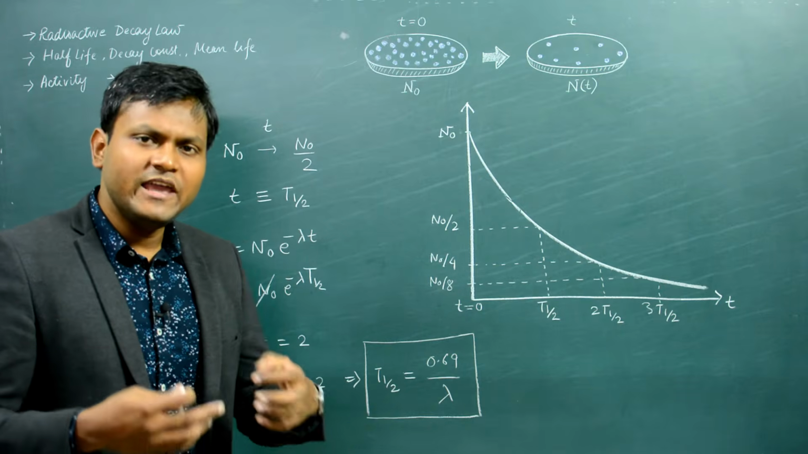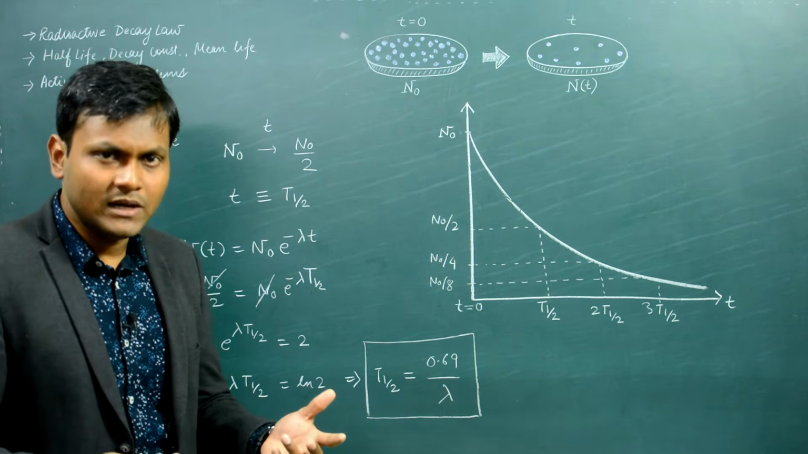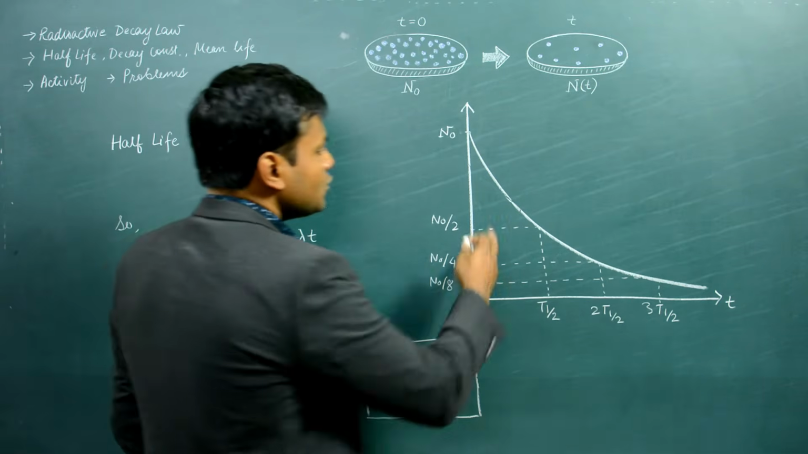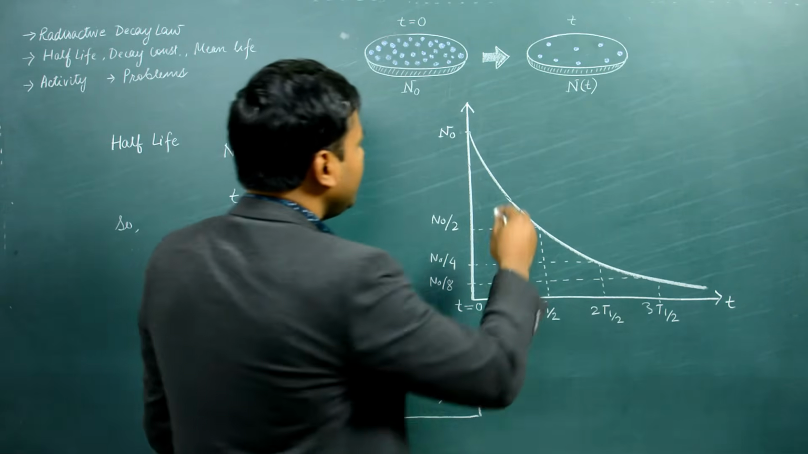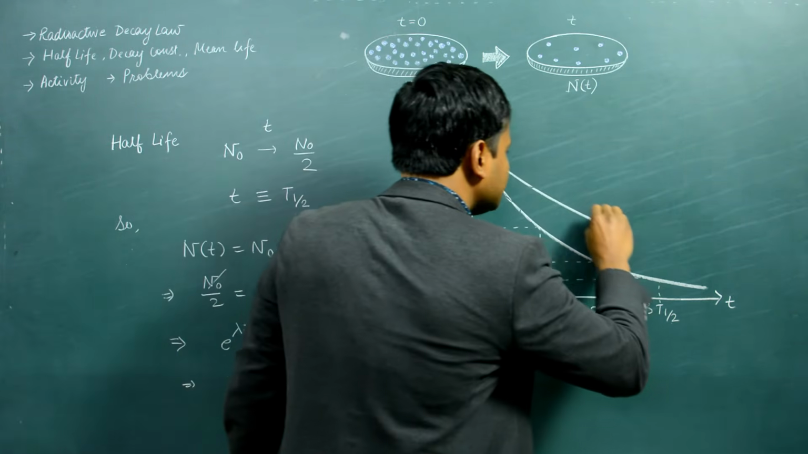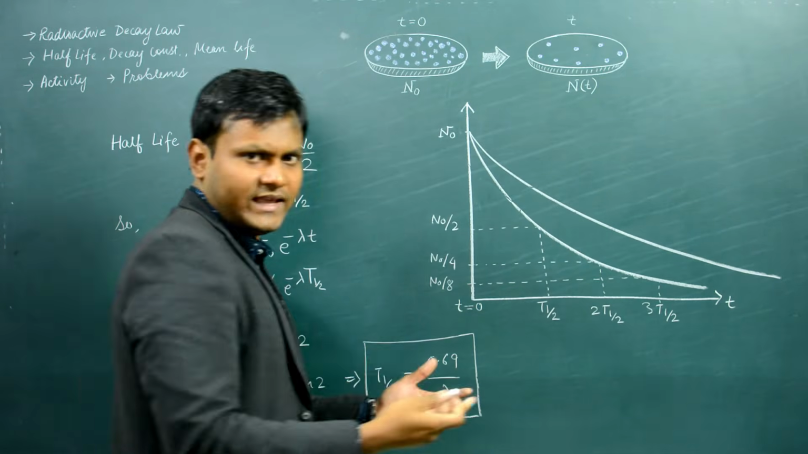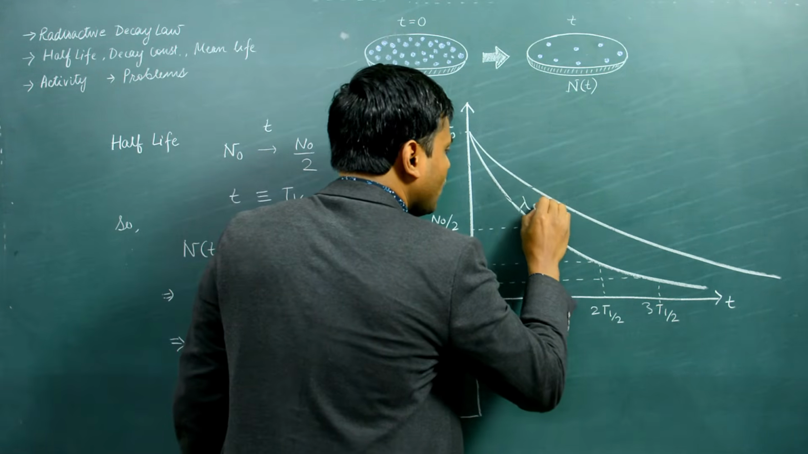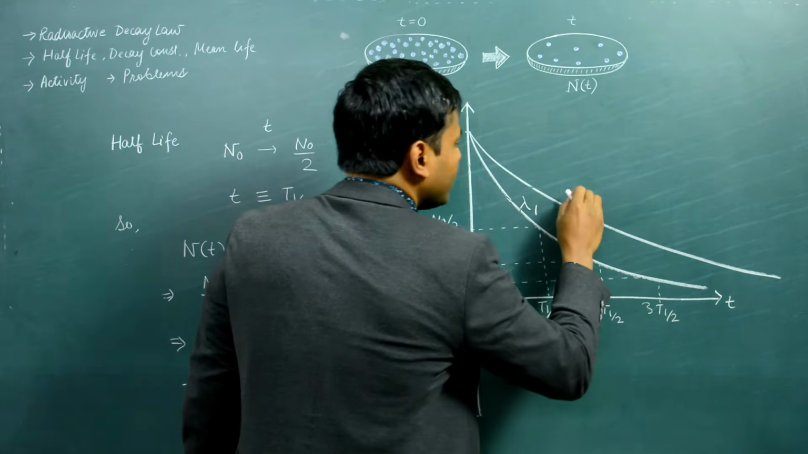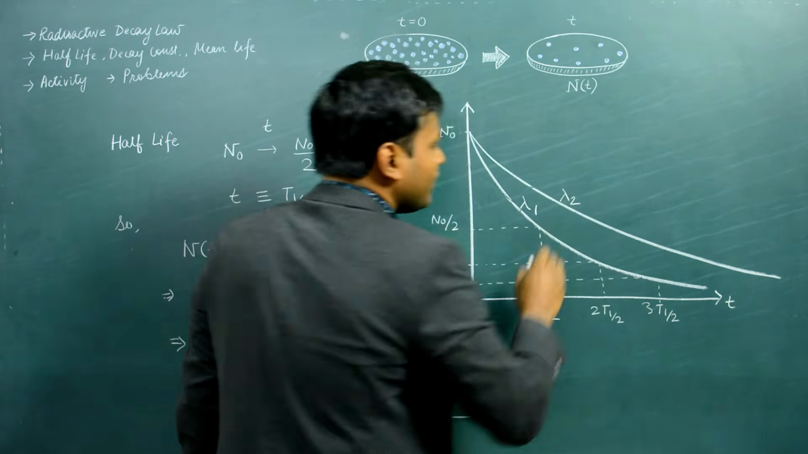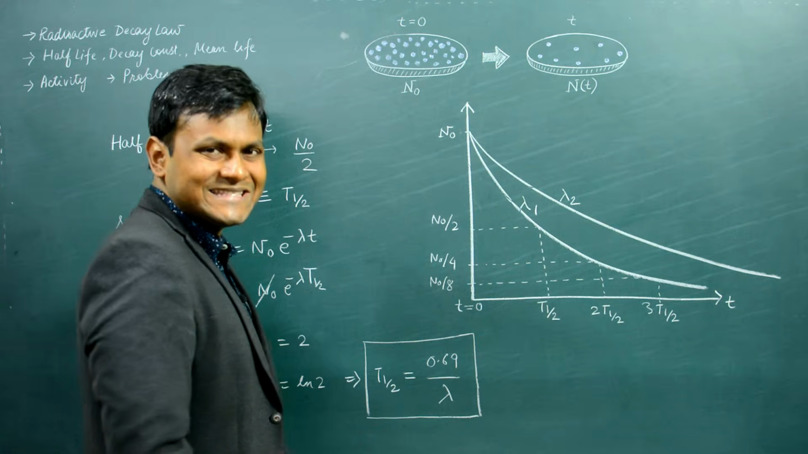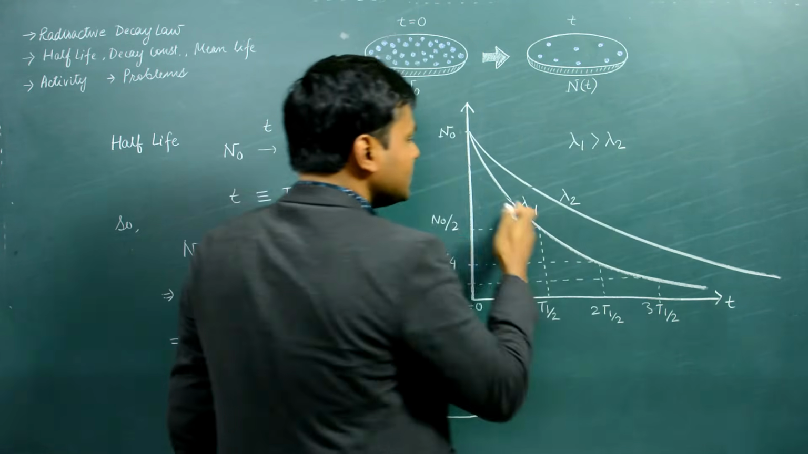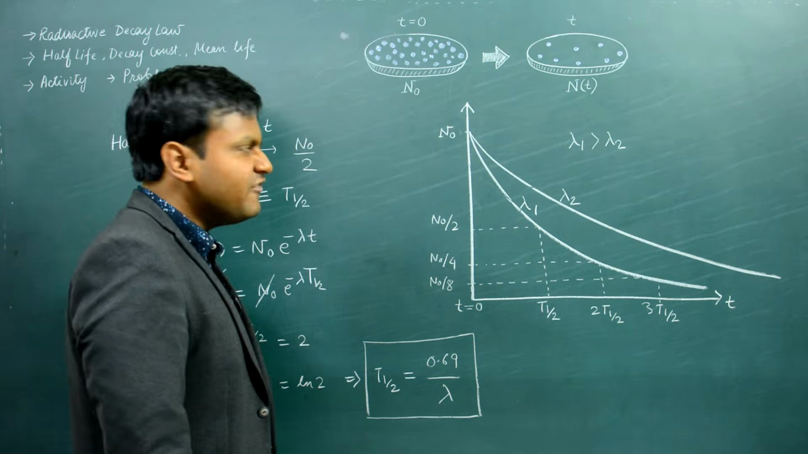So for example, if there are two different kinds of radioactive sample, but let's suppose they have the same number of initial elements. Let's suppose one radioactive sample has a particular decay rate and another radioactive sample has another decay rate. In that case, let's suppose the first radioactive sample has a decay constant of lambda 1, and the second radioactive sample has a decay constant of lambda 2. By looking at this, you can say that lambda 1 is of course greater than lambda 2 because the decay of lambda 1 is happening faster.